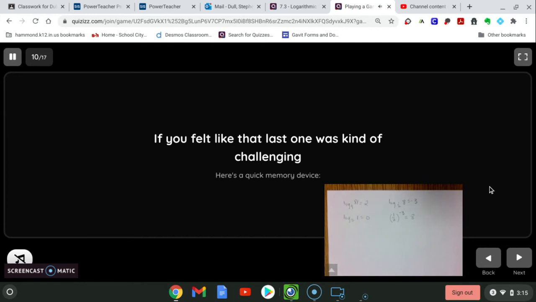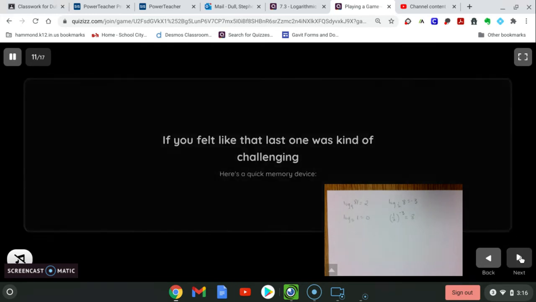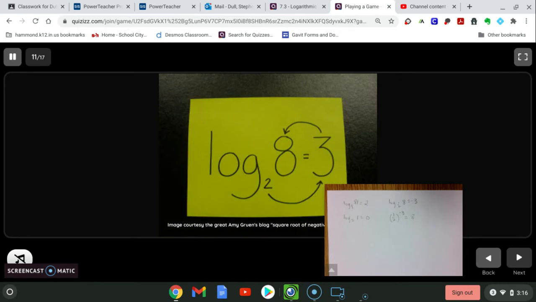And again, that one was intended to be challenging. All right? So I want to share a quick memory device with you. A teacher that I'm connected with online uses this with her students. She uses this loop method. So the base of your log, she loops that to the value of the log. So base to the power equals the value. Right? 2 to the third equals 8.